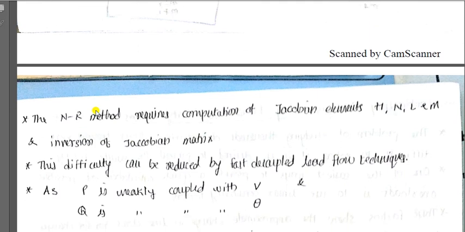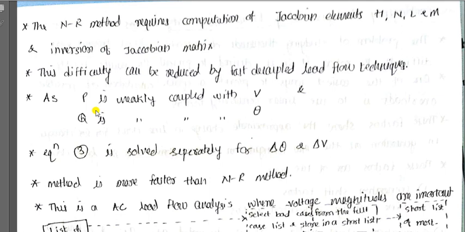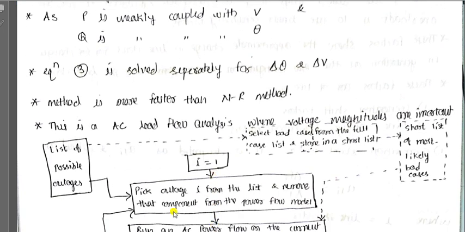So here are some of the important points we are going to follow in this AC load flow analysis. The NR method requires the computation of Jacobian H, N, L and M and the inverse of the Jacobian matrix. This difficulty can be reduced by the fast decoupled load flow technique, as P is weakly coupled with V and Q is weakly coupled with delta. Okay, we obtain equation number 3 in a simplified form, and this is faster than the NR method.